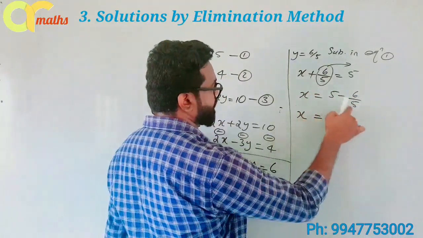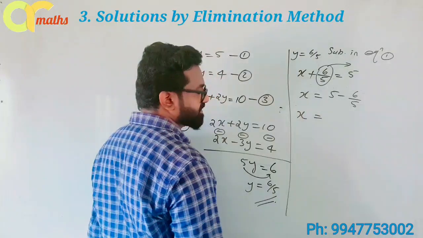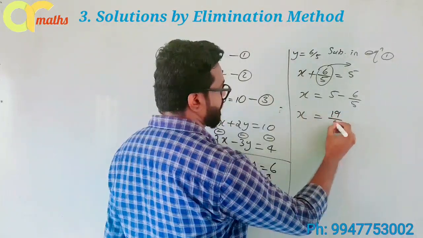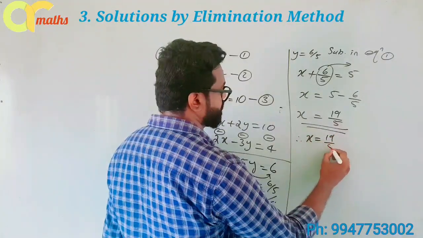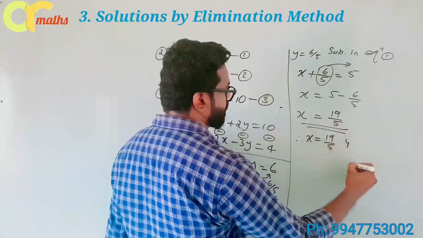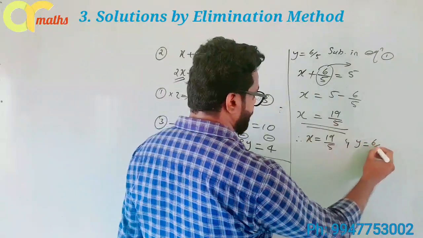Then x equals 5 into 5, 25. 25 minus 6, 19 divided by 5. Therefore x equals 19 divided by 5 and y equals 6 by 5.